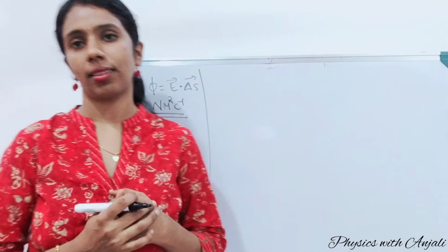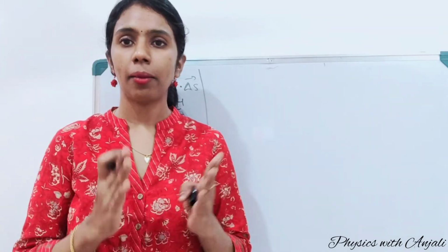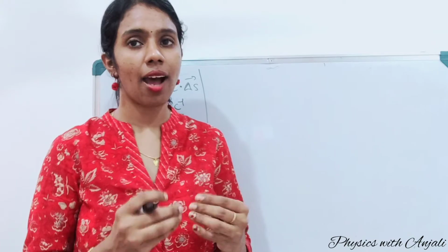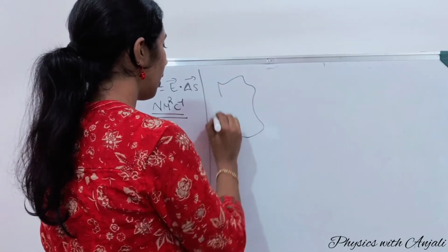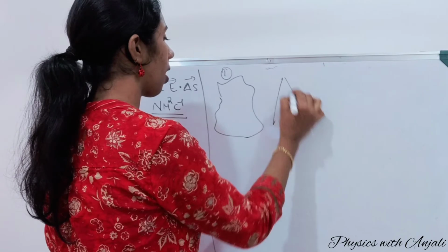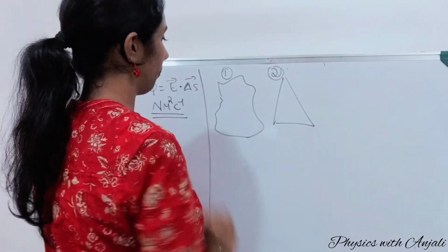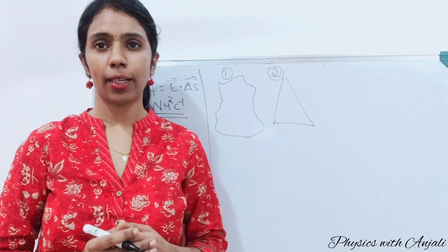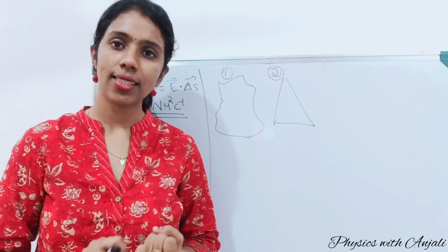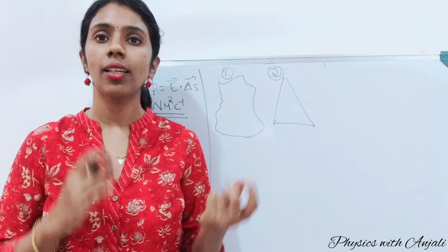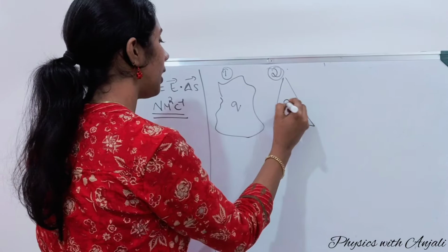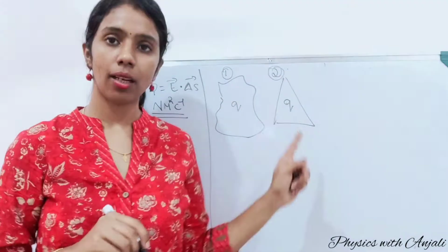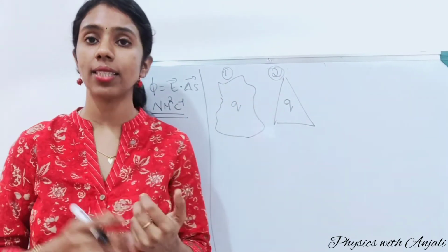In the second part, we have to prove that the electric flux only depends upon the charge enclosed by the surfaces with examples. So in order to prove that, here we will consider two surfaces. Let this be the surface number 1 and let this be the surface number 2. It is clear from the figure that both the surfaces are different in size as well as different in shape. But let both enclose equal charges. I mean the charge enclosed by surface 1 and surface 2 have the same magnitude.